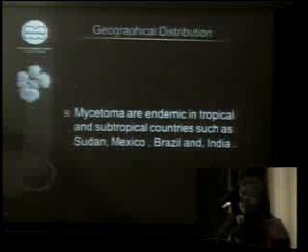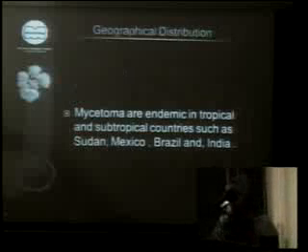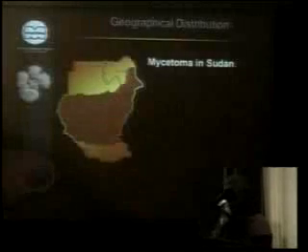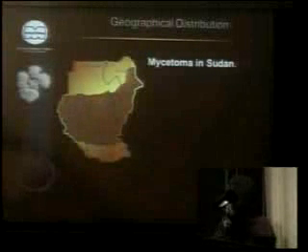Mycetoma, as you know, is endemic in tropical and subtropical countries, mainly Sudan, Brazil, and India. These areas share the same characteristic climatic conditions, which are characterized by a dry season from October to June, and a rainy season from June to October. And this is the area of mycetoma in Sudan.